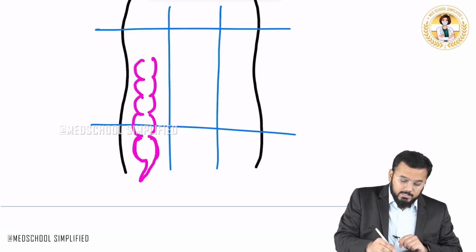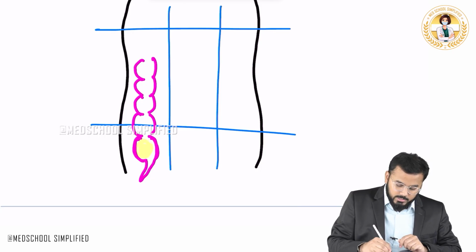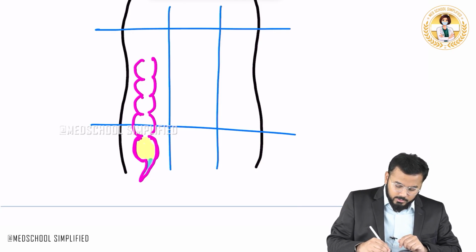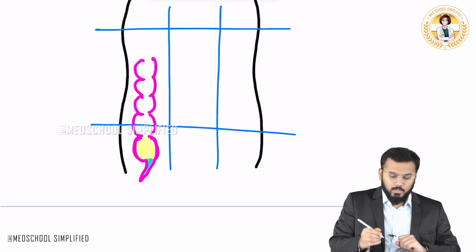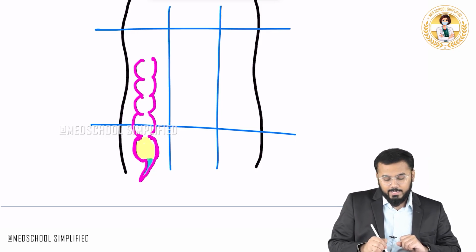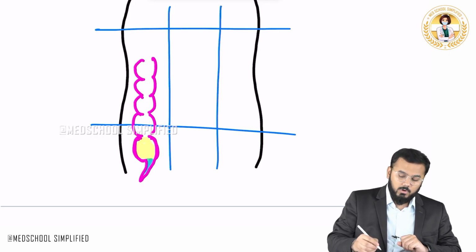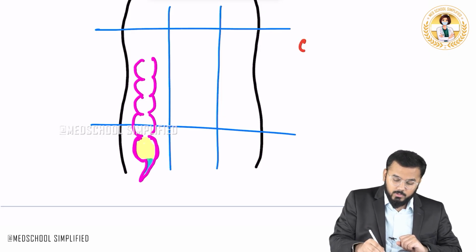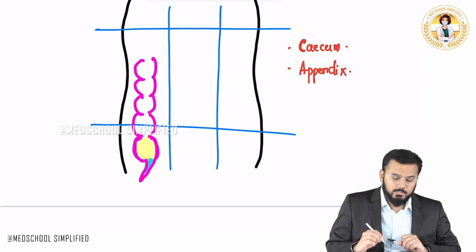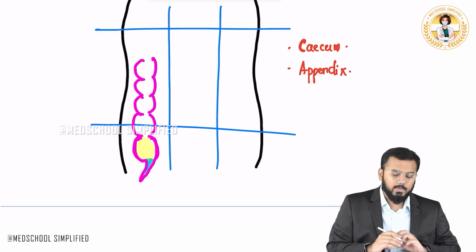So I am just highlighting the cecum over here. This part which you can see here is your cecum, and this blue colored part which I am highlighting right now is your appendix. The cecum has this little finger-like projection, which is called your appendix. Now if I ask what are the structures that are located in the right iliac fossa, what are the two structures? One is your cecum, and the other one is your appendix. Cecum as well as the appendix. These are the two structures that are located in the right iliac fossa.